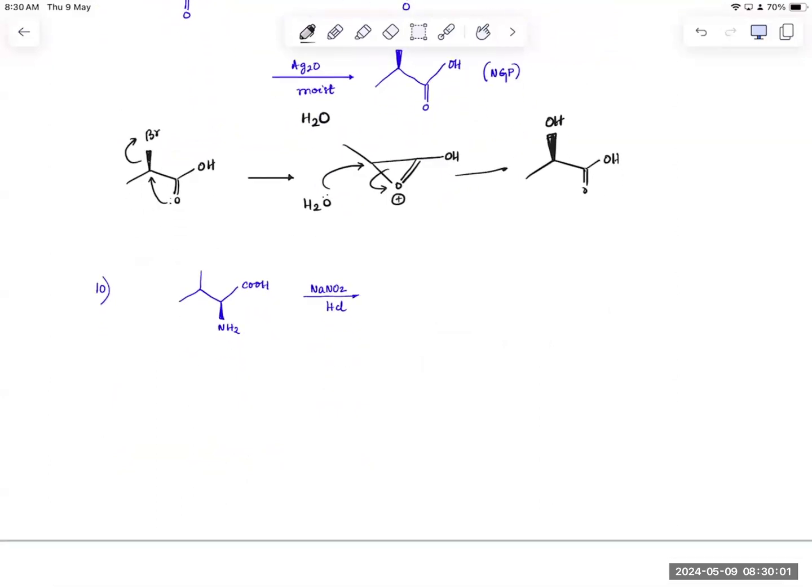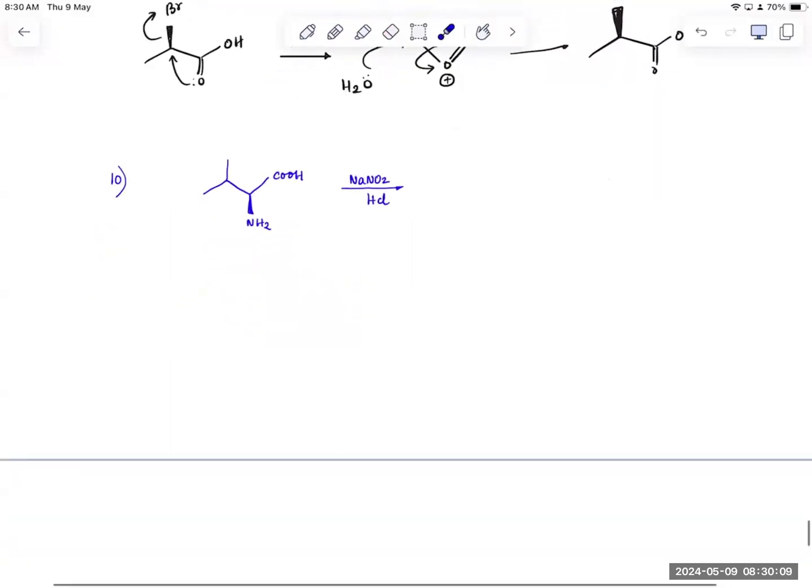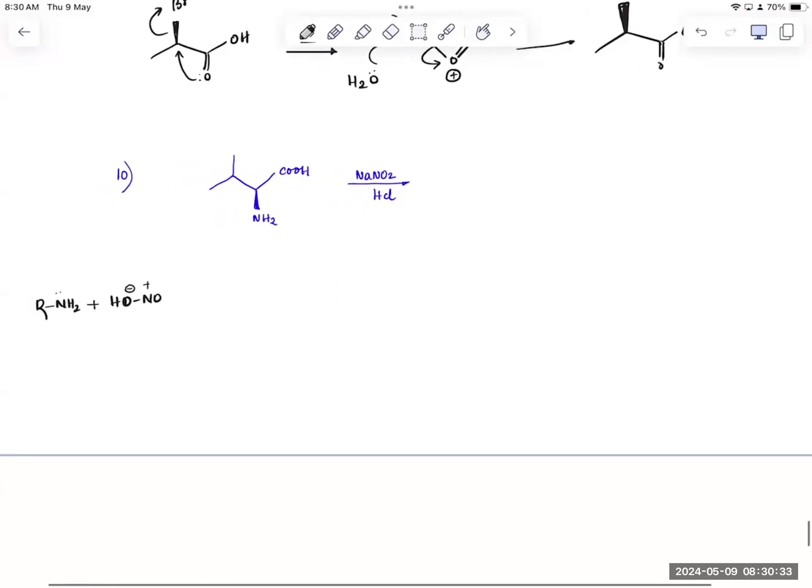Next, in the 10th one, if you notice, first when you have NH2, NaNO2 will make it a diazonium salt. About diazonium salt, we have learned earlier that when you have RNH2 and treat it with a mixture of NaNO2 and HCl, that will form HONO, HNO2 basically. In HNO2, this will be the positive side, this will be the negative side, and the lone pair will attack here, and OH minus will take away H plus from here.